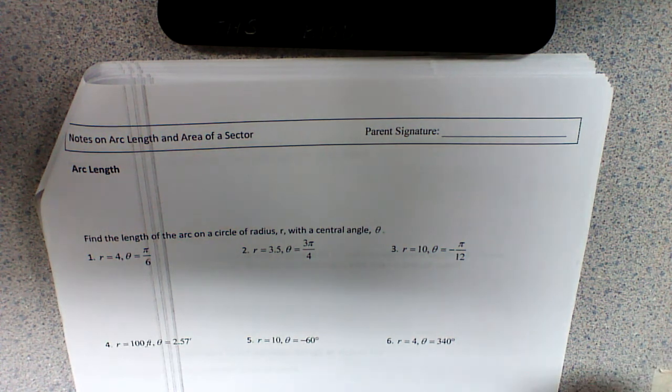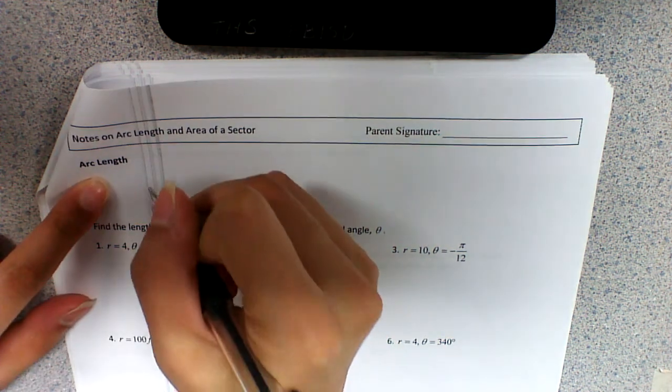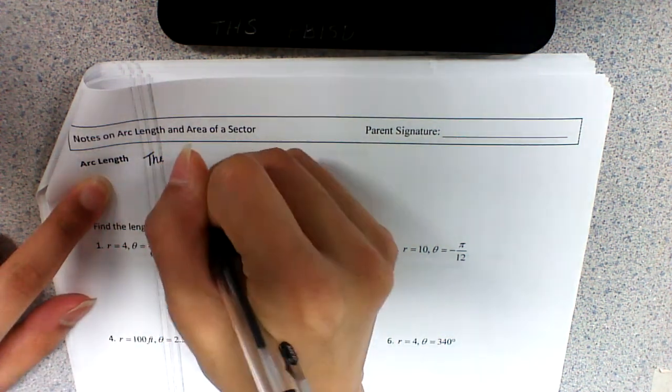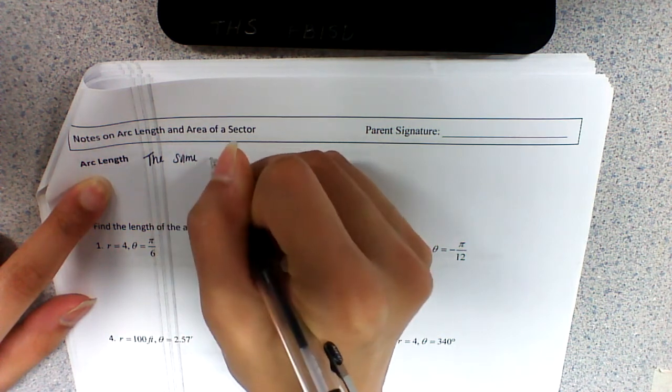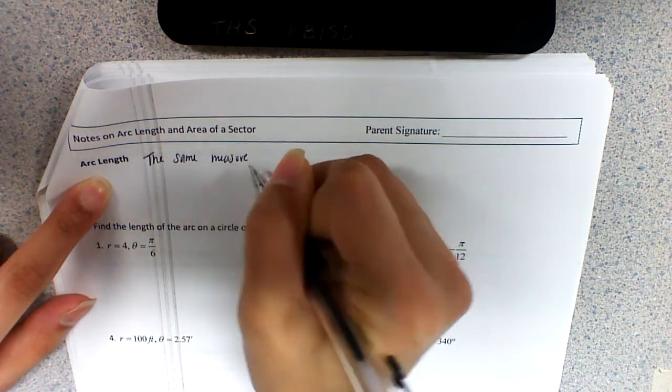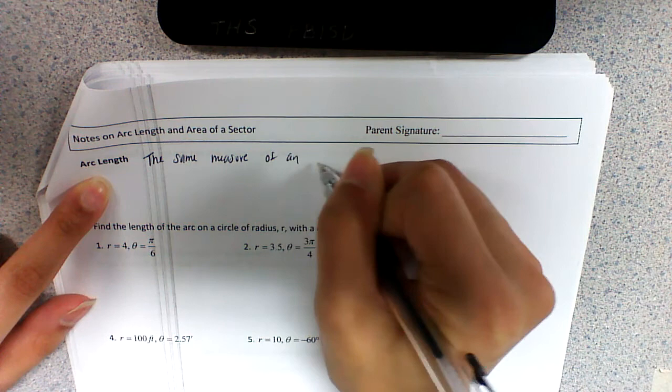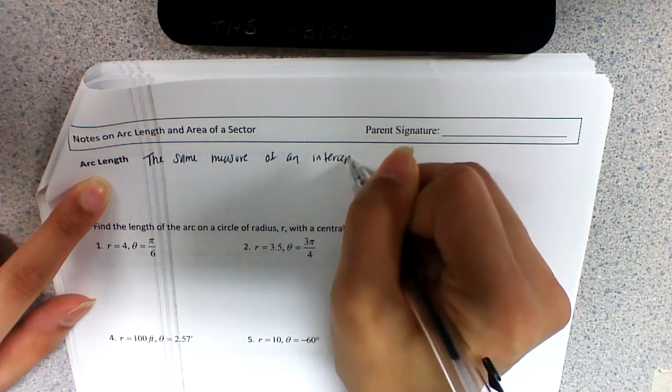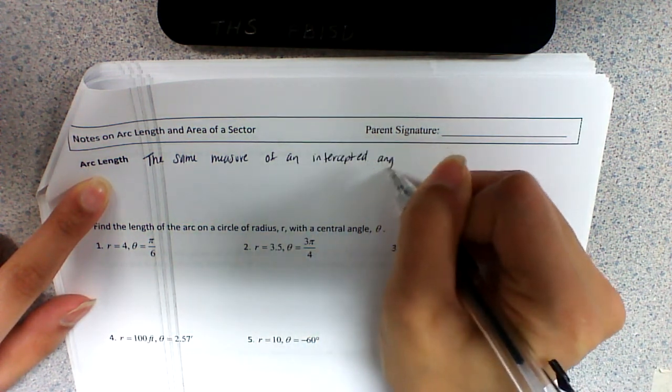We are on page 10 today and we're talking about a new topic. It's called arc length, and let me define it for you before we run into some examples. An arc length is basically, by definition, the same measure of an intercepted angle. So let me draw a picture for you.